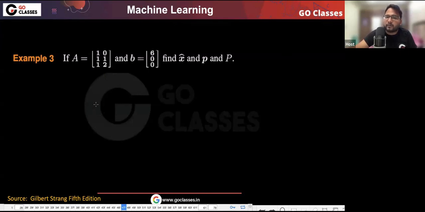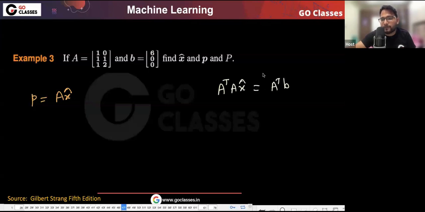Suppose this A and B are given. Can you find out all of these three things? How to find the x cap? To find the x cap, basically the projection is A x cap, but the challenge is to find the x cap. x cap we find using the normal equations. Put it in here, you will find the small p, and once you find the small p, then you can find the capital P also. Apart from b, whatever you get is basically the capital P.